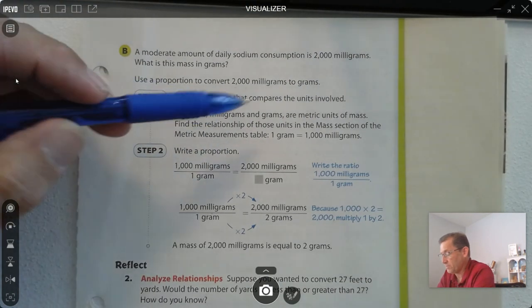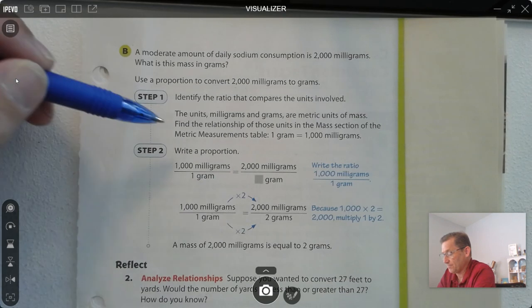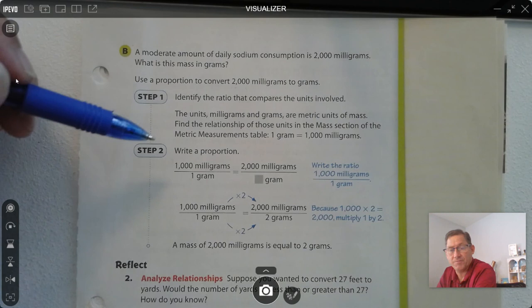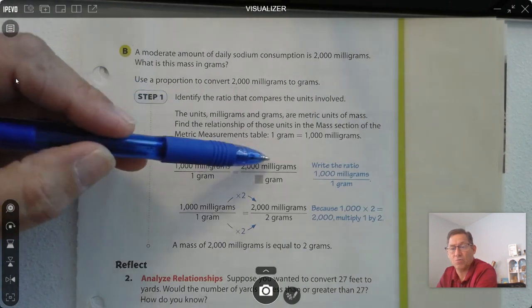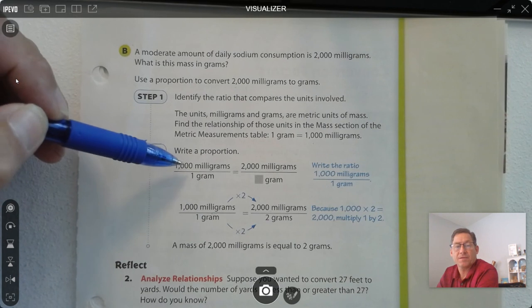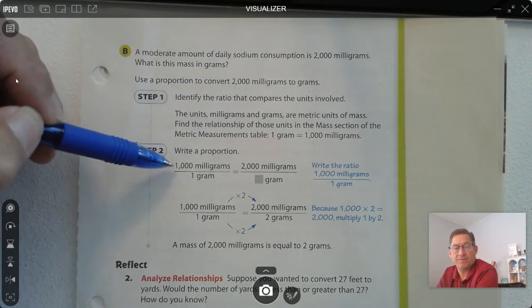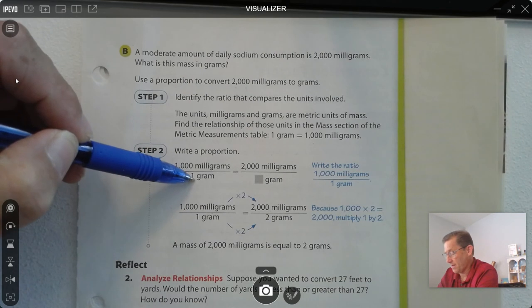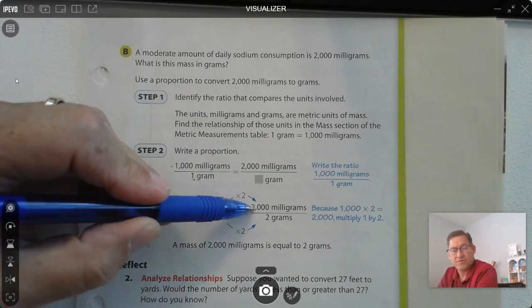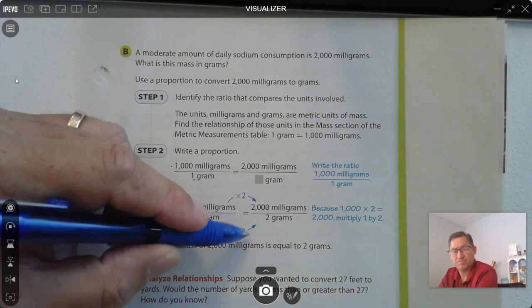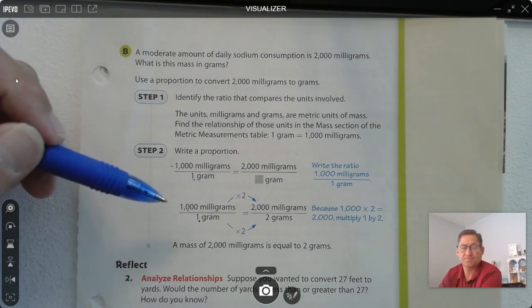So the units, milligrams and grams, are metric units of mass, and we can find the relationship of those units in the mass section of the metric measurement table, where it says 1 gram is equal to 1,000 milligrams. So they gave us milligrams, so we're going to have 1,000 milligrams per 1 gram. How did they go from 1,000 to 2,000? Just by multiplying by 2. So multiply 1 gram by 2, we'll get 2 grams.